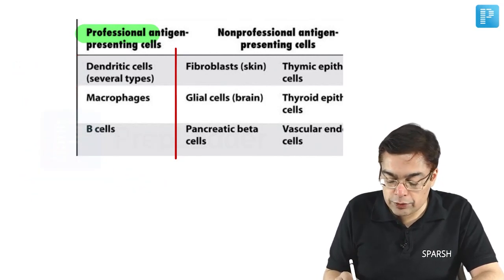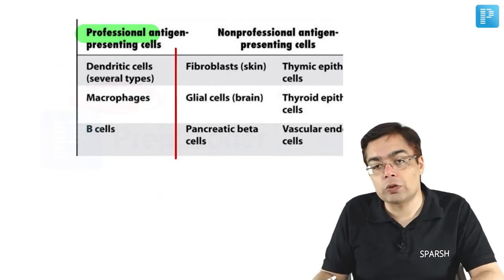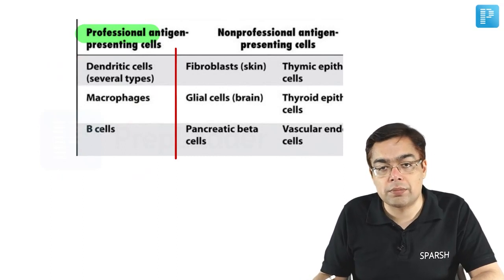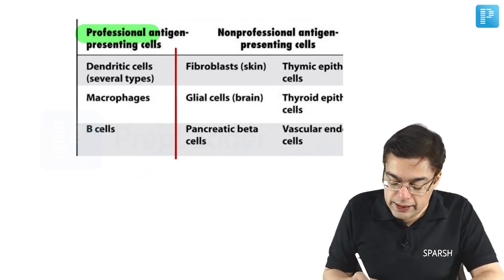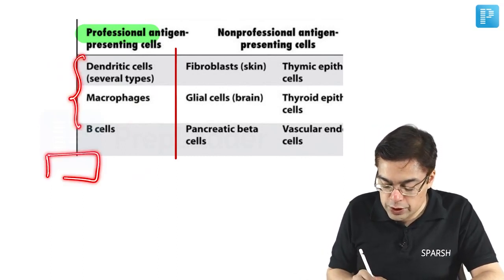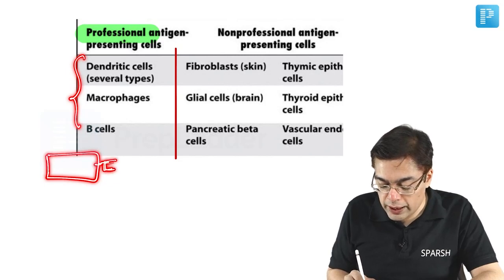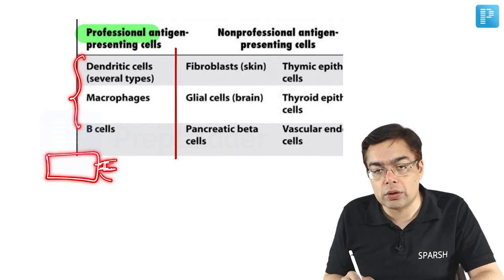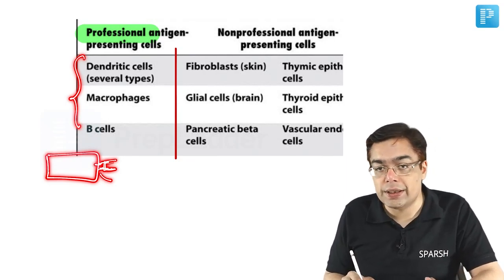A second important example of a professional antigen presenting cell can be macrophages, and a third important example of professional antigen presenting cells are the B cells. Now, these cells therefore are going to have the expression of MHC molecule, as well as the presence of co-stimulatory molecules like the one we talked about earlier, CD80, CD86.